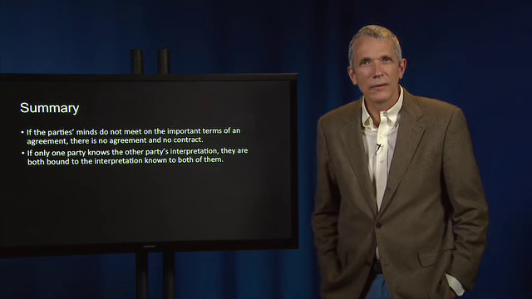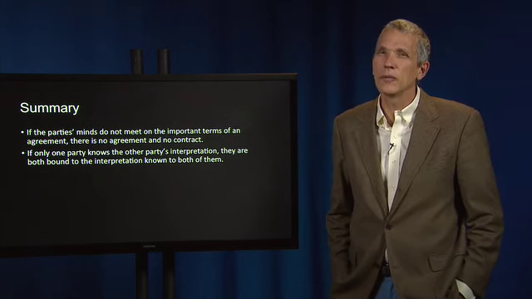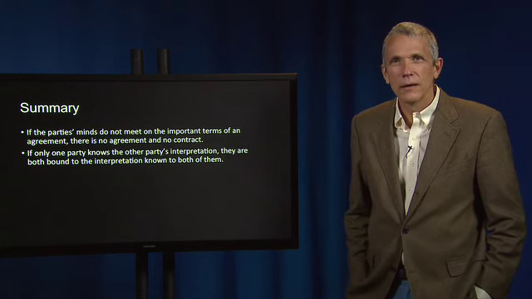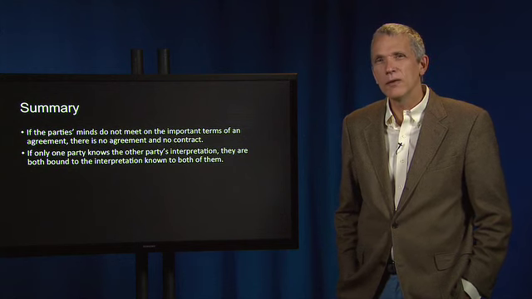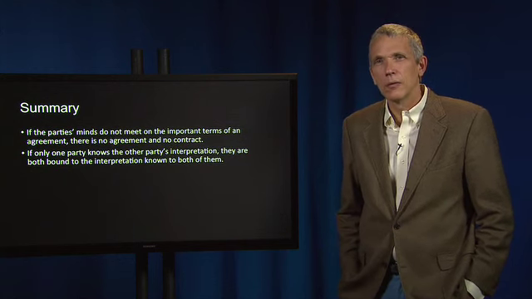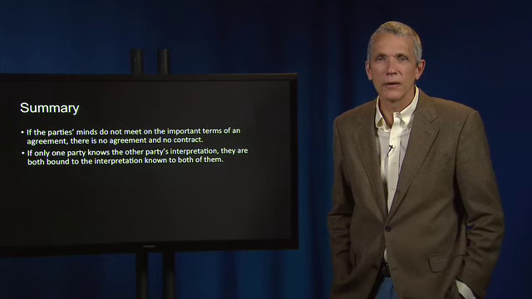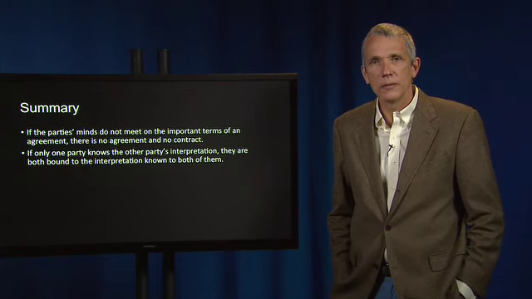In this lecture, we have seen that when two parties don't understand key terms of a contract in the same way, there is no contract because there has been no meeting of the minds. But when the situation is asymmetric, with one party knowing the other's interpretation and not vice versa, both parties are bound to the interpretation that both of them are aware of.